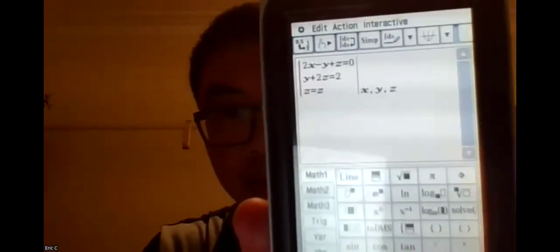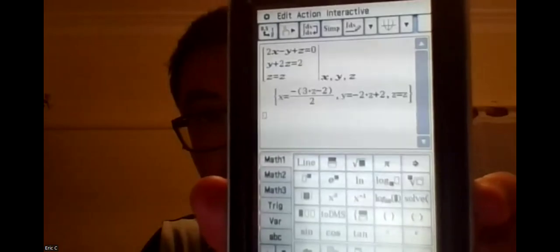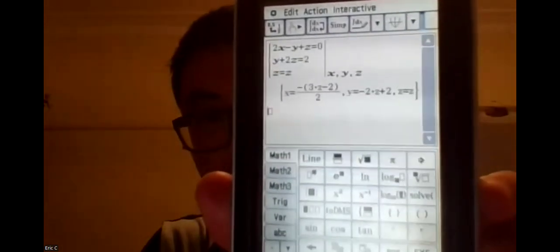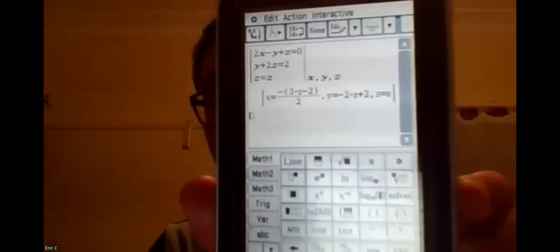Here we've got the first equation being 2x minus y plus z equals 0. The second equation is y plus 2z equals 2. And the last one, again, we just want to equate z equals z because now we're expressing that as lambda. Then we just do x comma y comma z in the bottom right corner of the equation. Here you can see I've typed everything in, and notice the last one is still z equals z, and we want to find x, y, and z. So we just press execute, and that is our answer. Here x is equal to negative 3 lambda plus 2 over 2, y is equal to negative 2 lambda plus 2, and z is just equal to lambda.